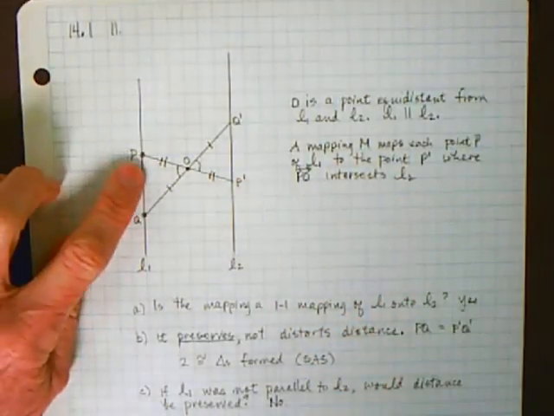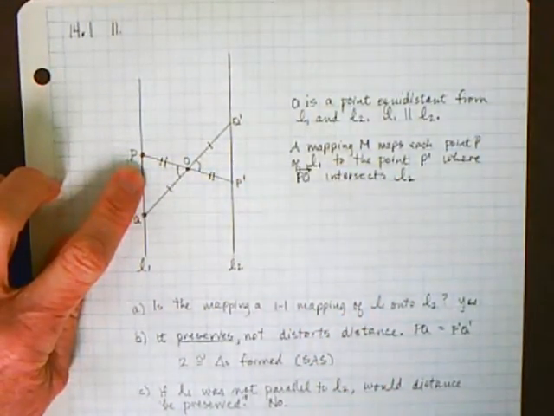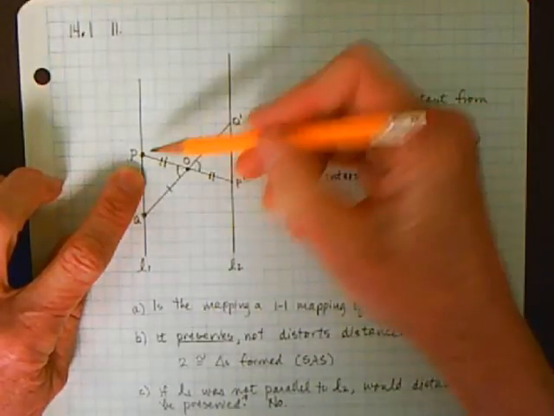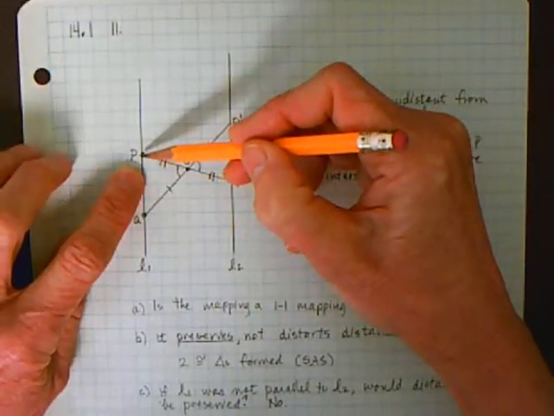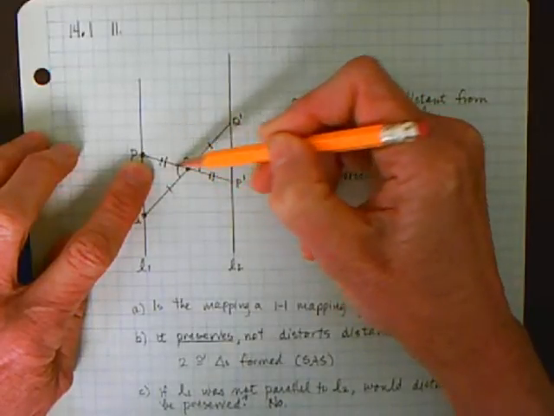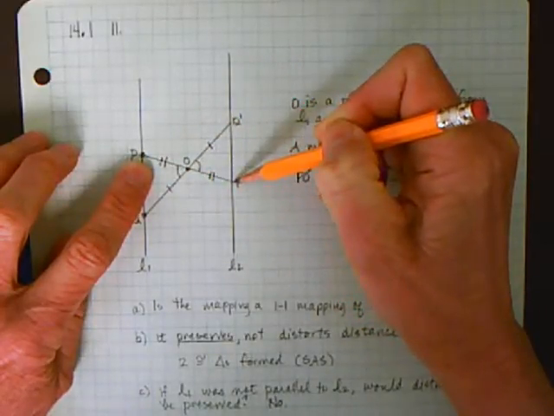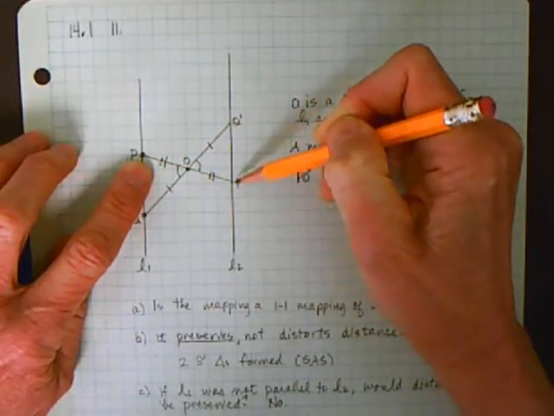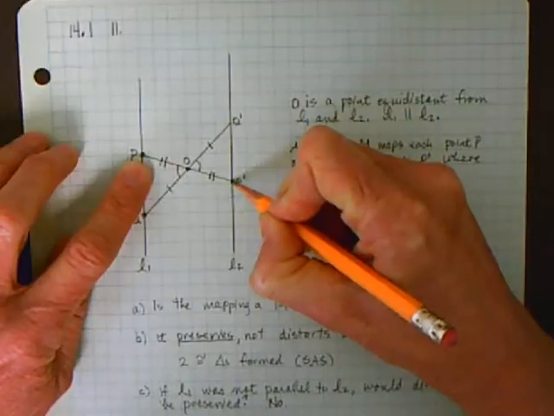So I'm going to take any point, a garden variety point P on L1, and it's going to go to a point P prime where PO intersects L2. So how many points determine a line? 2, right? So here's your point P, here's your point O, and we're going to continue this line, and wherever this line PO intersects line L2, that's where P prime is going to be.